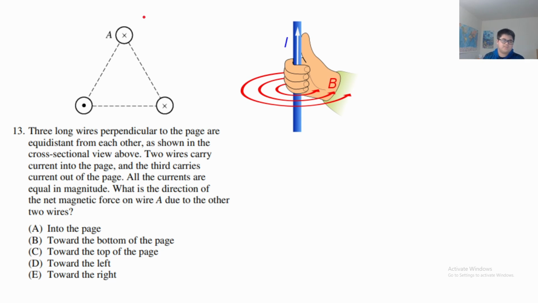Now the two magnetic fields would add together, and when you add together the two magnetic fields at wire A, you'll get a magnetic field pointing up. So now you need to use the other right-hand rule to know the magnetic force.